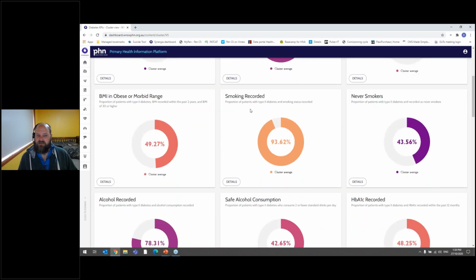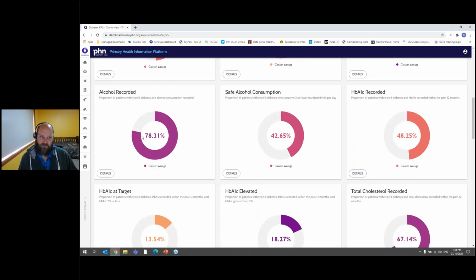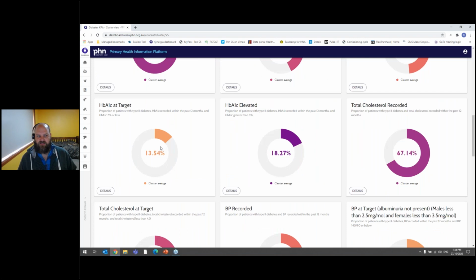Again, we've got the smoking status recorded for those with type 2 diabetes, those that have never smoked. We've also got the alcohol consumption for those with type 2 diabetes and those that have safe alcohol consumption. So again, the positive behaviour. The HbA1c being recorded in the last 12 months. Those patients living with type 2 diabetes that have an HbA1c of 7 or less, so obviously that clinical achievement that we want the patient to aim for. And again, looking at those where it's greater than 8 as the next indicator.